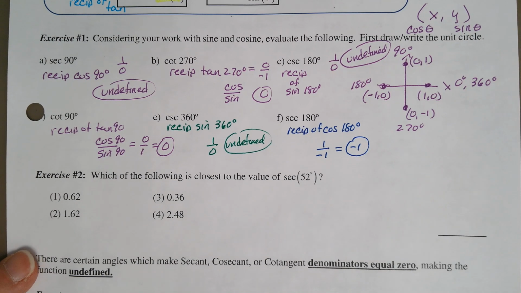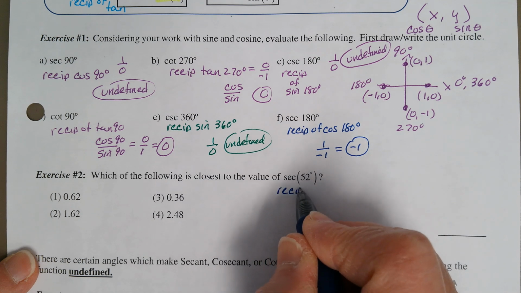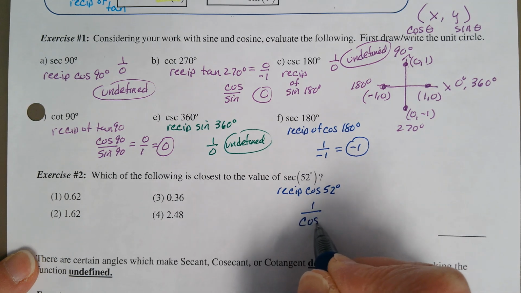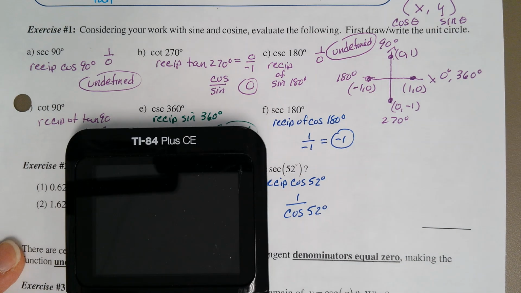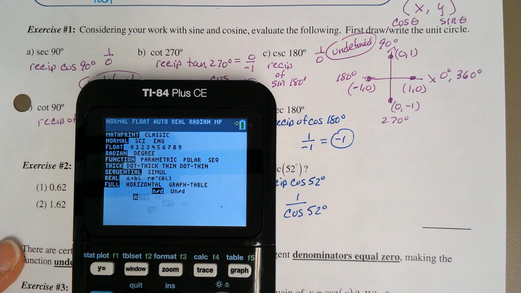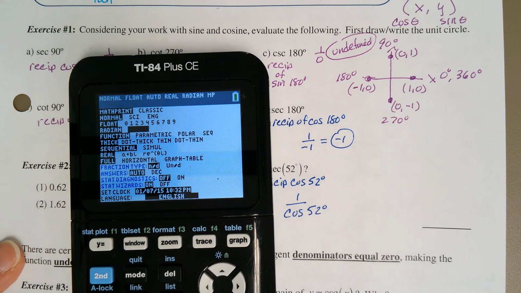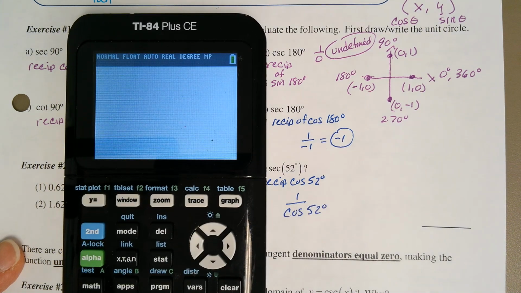Which of the following is closest to the value of secant 52? Well, this is equivalent to the reciprocal of cosine 52, which would be 1 over cosine 52, in which case we go to the calculator. We need to make sure our mode is in degrees. Right now it's radian. So arrow down and over till we're on degree, press enter, back to the home screen, and 1 over cosine 52.